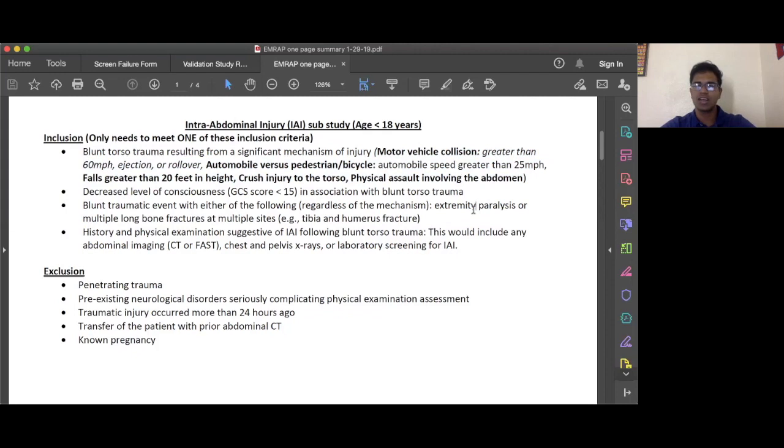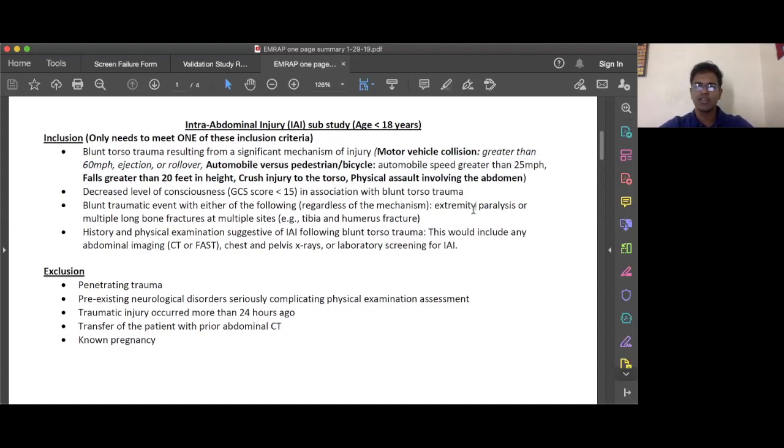So an example is a motor vehicle collision if it's greater than 60 miles per hour, or if the patient has been ejected during the motor vehicle collision. Another is any kind of falls greater than 20 feet in height, and or physical assault involving the abdomen.